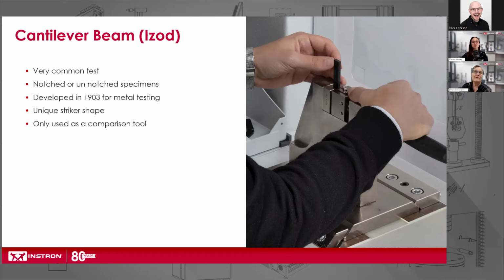An old standard that was developed from the standard created in 1903 for metals has a very unique striker shape. In addition to the unique shape of the striker is the orientation of where the specimen actually gets hit. It actually gets hit above the notch, forcing the sample to bend backwards and tear along the notch. It's really sort of used more as a comparative test, a comparison tool. This is in part because of just some issues with the test setup itself, which we'll cover later in the presentation.